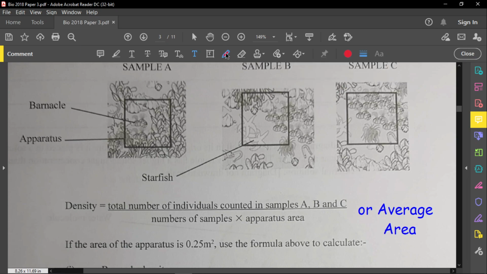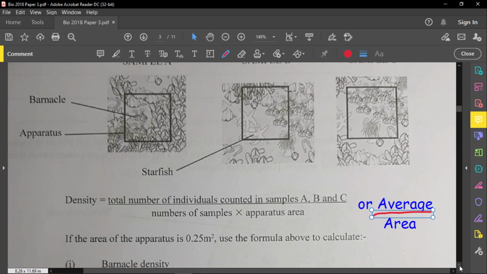Then put a line through it. All right, so this could be another formula. So again, total number over number of samples gives the average per sample, and then you divide it by the area, which is the area of the apparatus. Okay, so just that is a summarized formula.